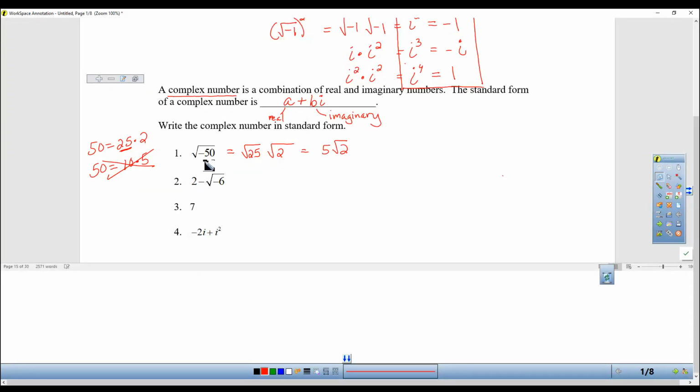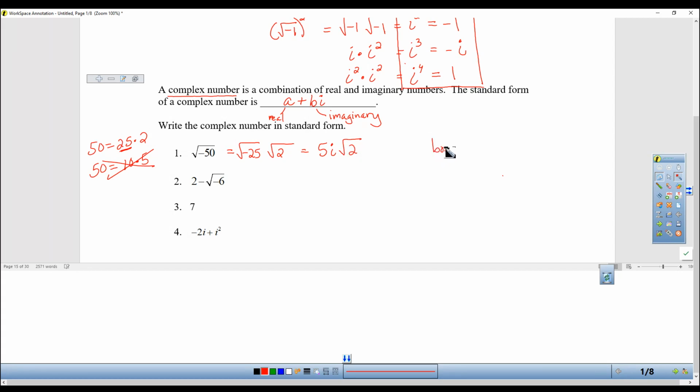So what about the negative? Does it go in the I can simplify it or in the I can't simplify it pile? It goes in the I can simplify it pile. So you can simplify the negative. It comes out as an i. And when we take it out, we write it after the number. So it would look like that.